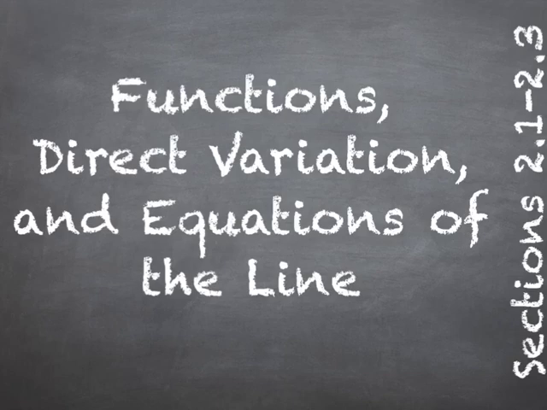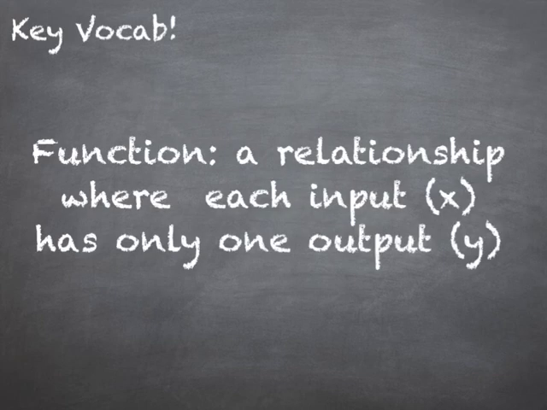This is section 2.1 to 2.3: functions, direct variation, and equations of a line. They all kind of merge together, so we're going to go through them quickly. The first key vocab word: a function is a relationship where each input, or the x value, has only one output, which is the y value.